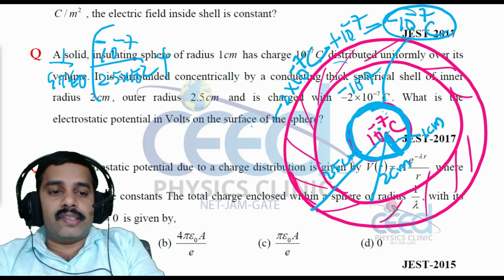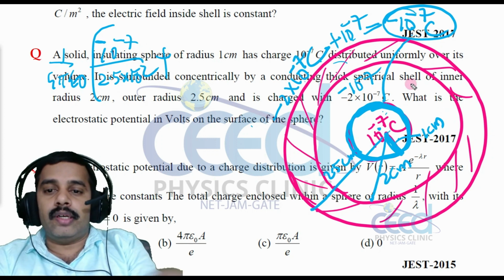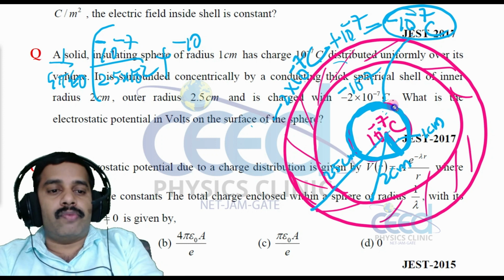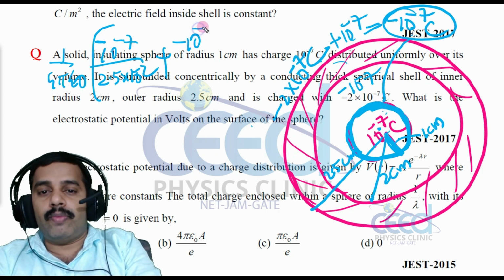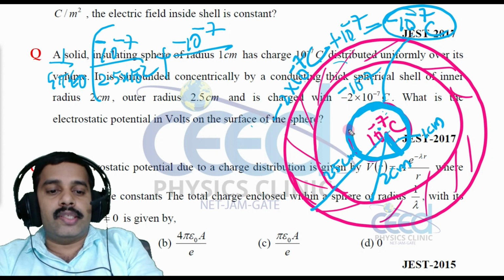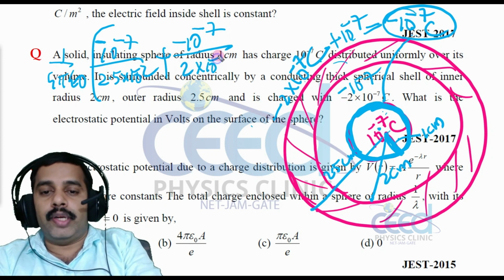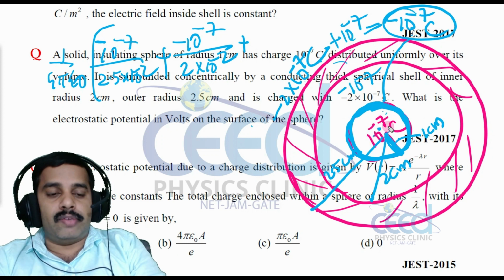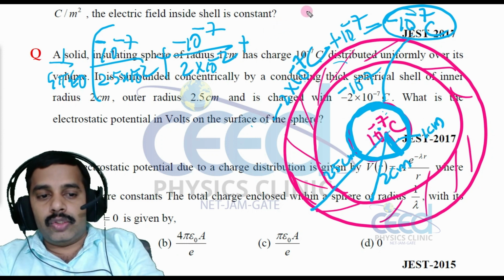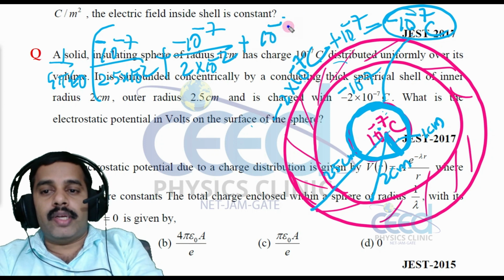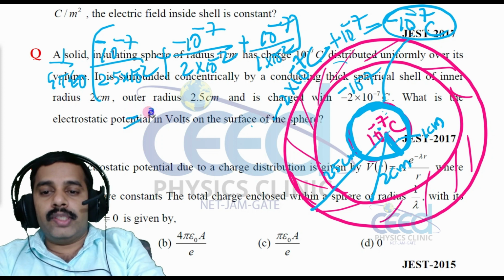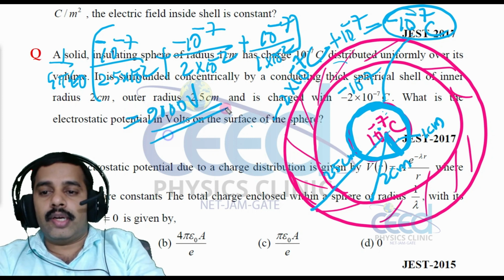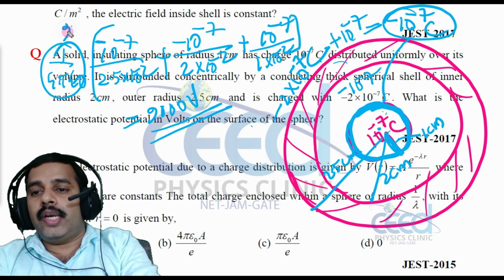And the inner surface, whatever potential we have, will also be available on this surface. That is minus 10 raised to minus 7 divided by this distance, which is 2 into 10 raised to minus 2. And plus, this sphere will get its own potential due to its 10 raised to minus 7 charge. Its radius is 1 centimeter, so 10 raised to minus 7 divided by 1 into 10 raised to minus 2. When you solve this, you will get 9000 volt. You may take 1 by 4 pi epsilon 0 as 9 into 10 raised to 9.